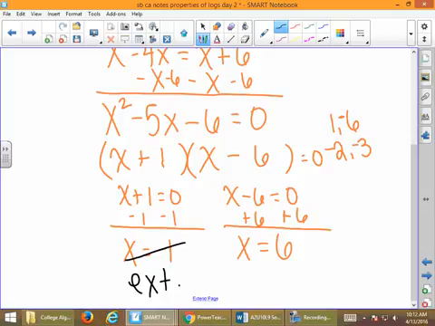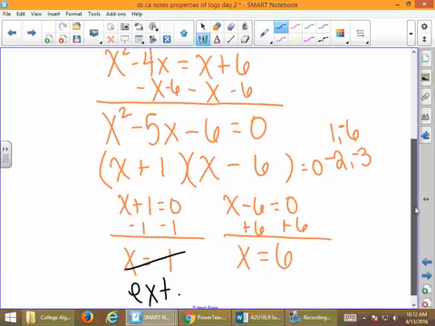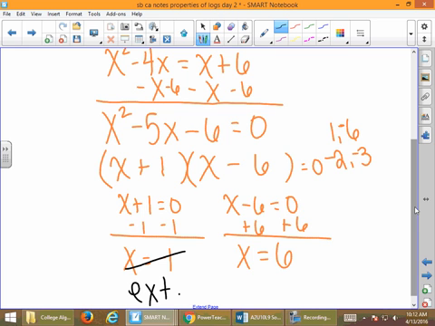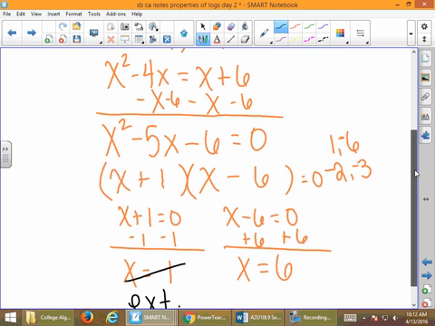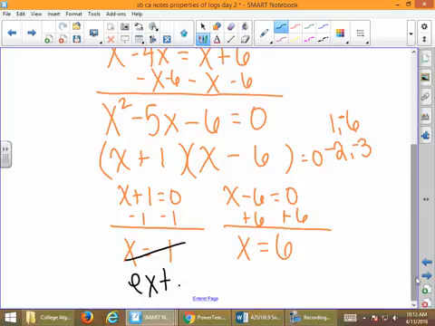Don't scribble it out so I can't read it. Because -1, it looks like a legitimate answer, and until we determine that it's not, that's part of the work that I'm looking for. When we go back and put 6 in, 6 is positive. 6 minus 4 is positive. 6 plus 6 is 12. Back in the original equation, those are all positive values. So our solution on this one is 6.